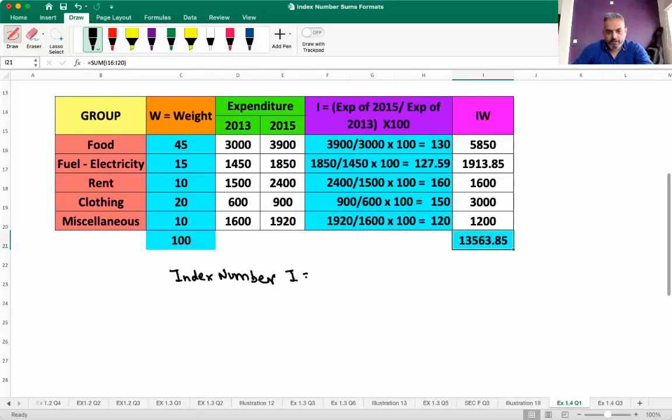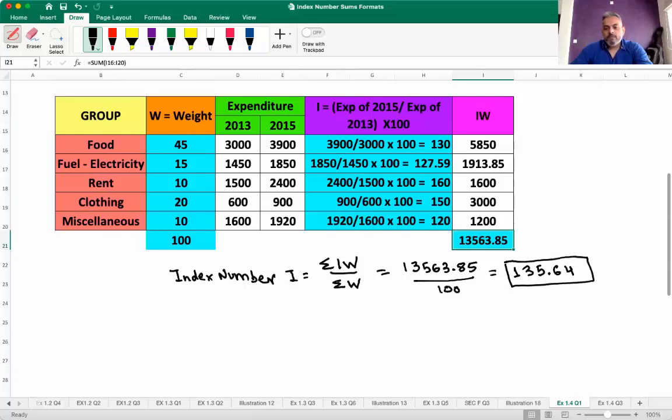Index number I is equal to sigma IW upon sigma W, which is equal to 13563.85 upon 100, which is equal to 135.638, so 64. Now the sum is not yet over.